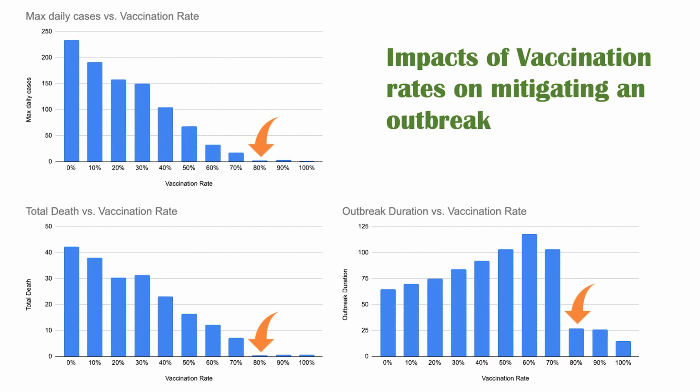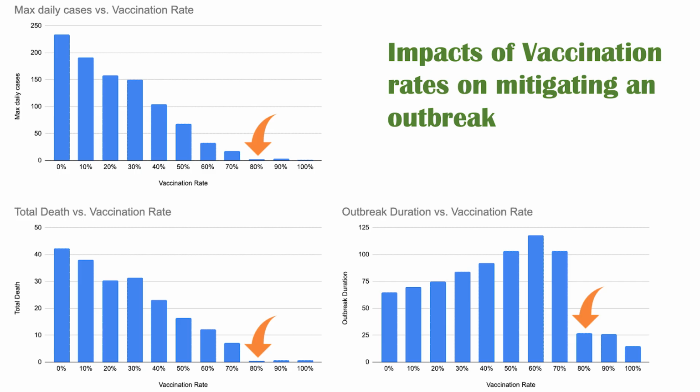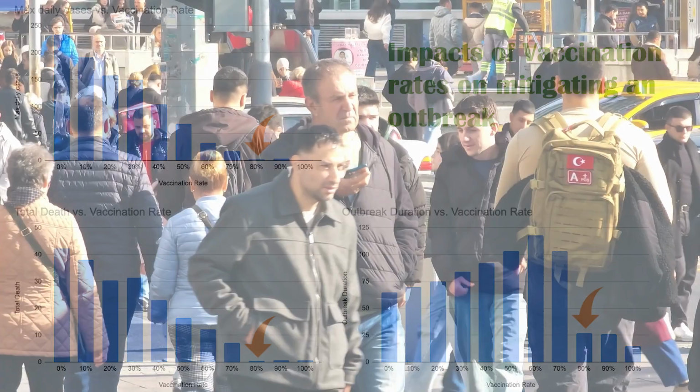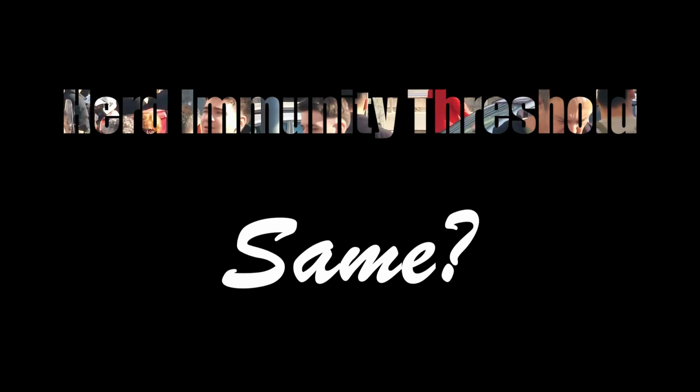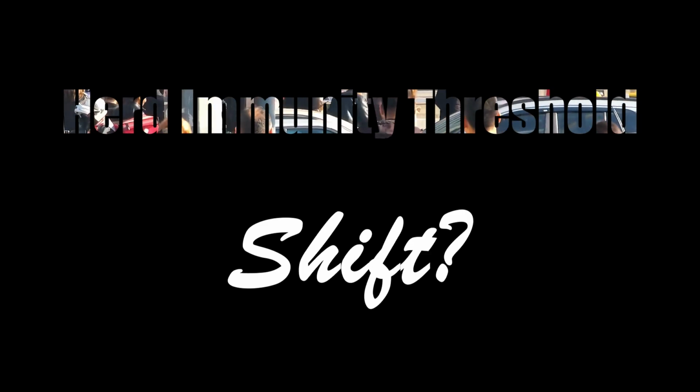In the last video, we identified the herd immunity threshold, which is 80% in our experiment. Do you think the herd immunity threshold stays the same in every scenario? Or does it shift? How could you test your hypotheses?